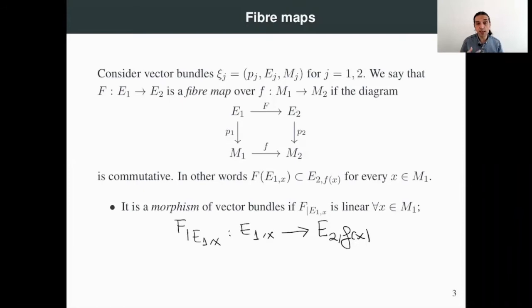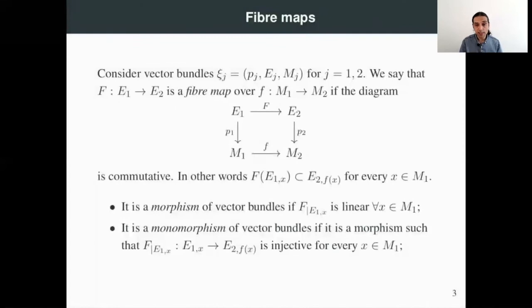So a morphism preserves the linear structure. It's a fiber map between the vector bundles that preserves the linear structure. Now we can define a monomorphism. It's a morphism of vector bundles. So the restriction of capital F to the fibers is a linear map for every fiber, but we're going to require that such a linear map is injective for every fiber. If this happens, we say that capital F is a monomorphism of vector bundles.